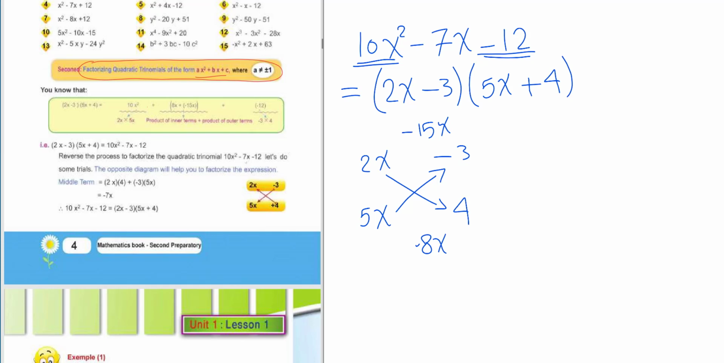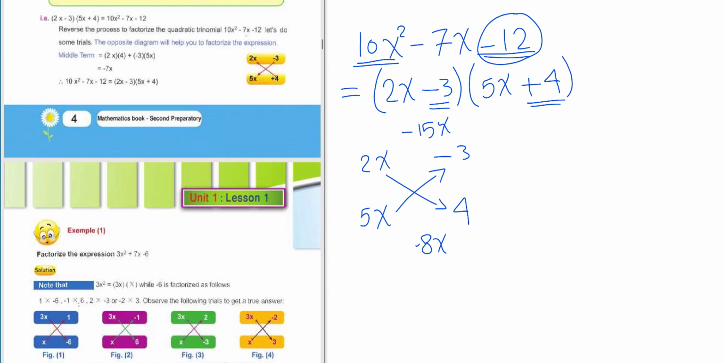The product of extremes and the product of means, their sum must equal the middle term. So our factorization is true. To check your answer, we must find the product of extremes and the product of means. Their sum must equal the middle term. We notice that if the third term is negative, the two numbers have different signs. If it's positive, the two numbers have the same sign according to the middle term.